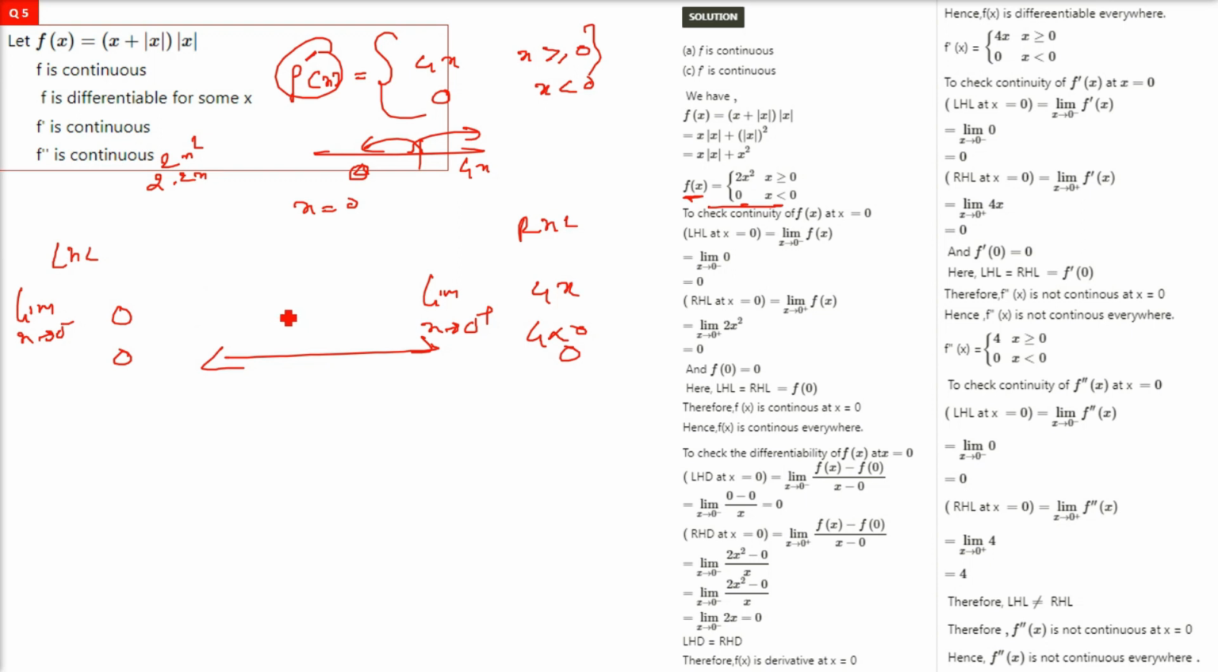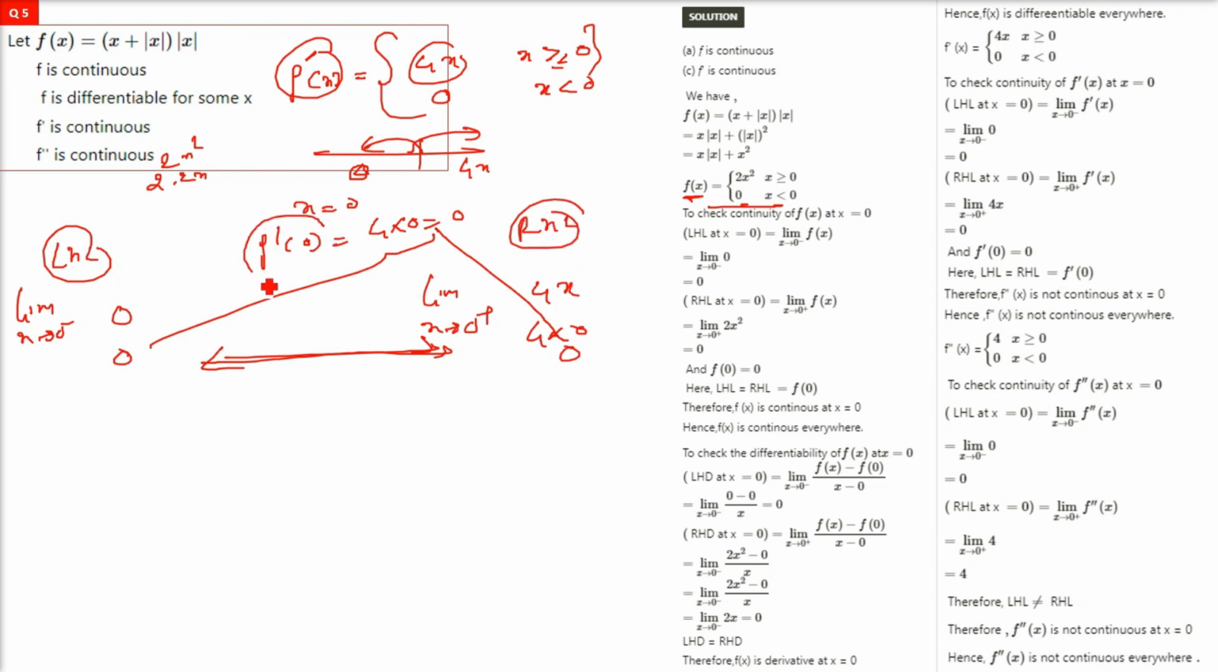That means the f dash is differentiable. When it is differentiable, it will be continuous also. F dash 0 also will be 4 into 0, that is going to be 0. So the left hand limit, the right hand limit, and the value of the function at 0 for f dash x, or the derivative of this function f(x), all three things are coming the same. So it is continuous. I hope you got the idea.